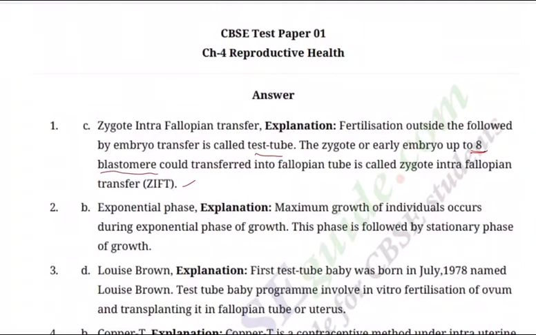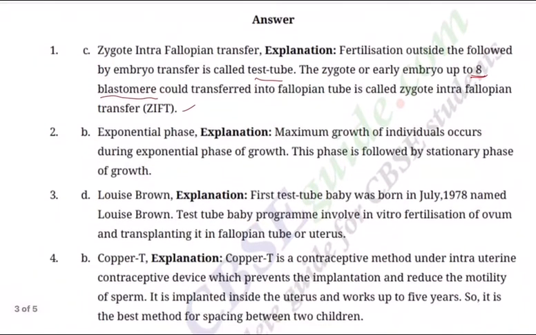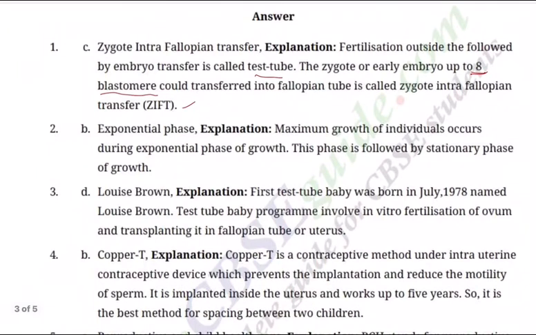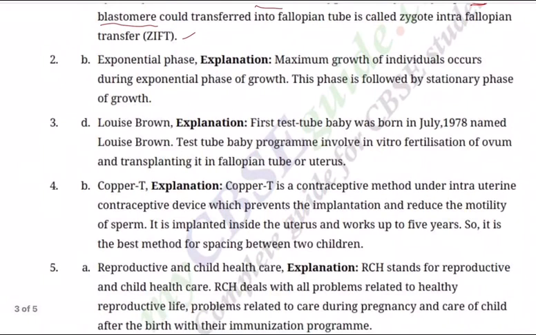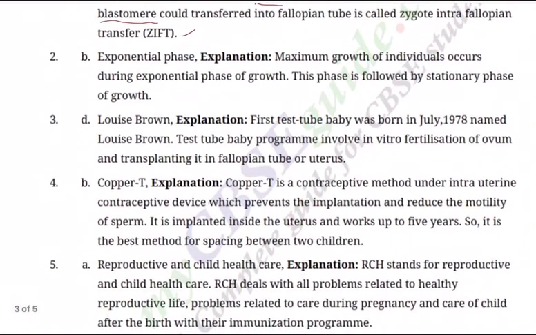So test tube baby technically is called ZIFT, Z-I-F-T, zygote intrafallopian transfer. But the zygote should be having 8 blastomeres. That is the condition. Question 2. Exponential phase. Maximum growth of individuals occurs during the exponential phase of growth. This phase is followed by the stationary phase of growth.